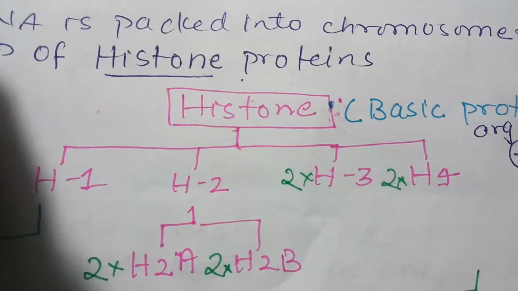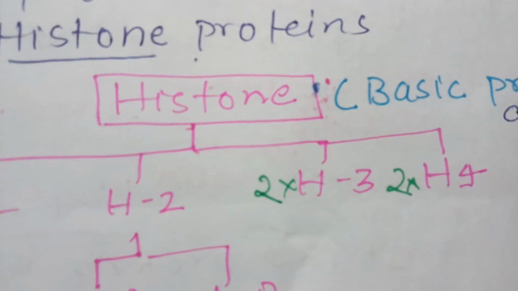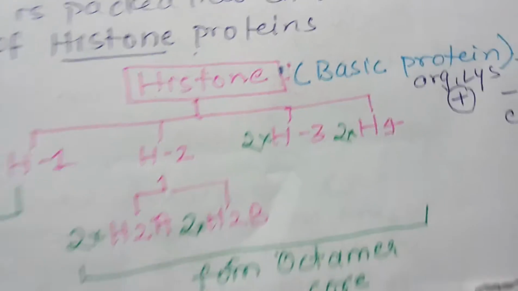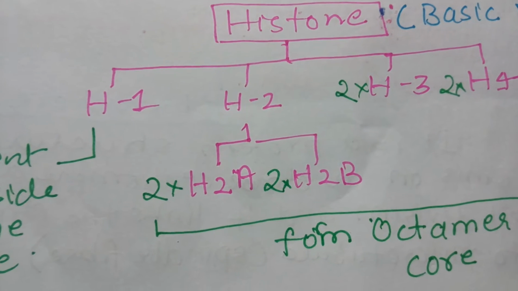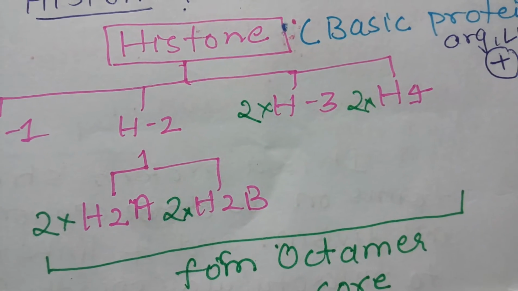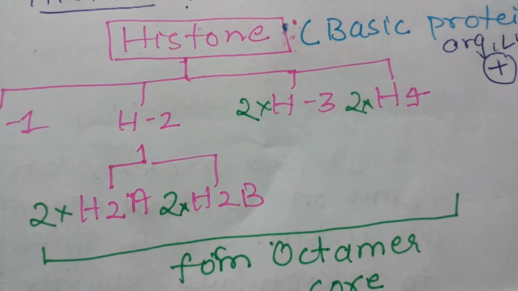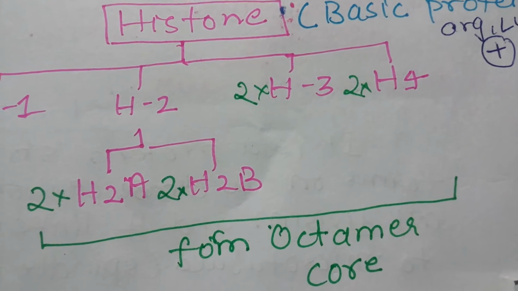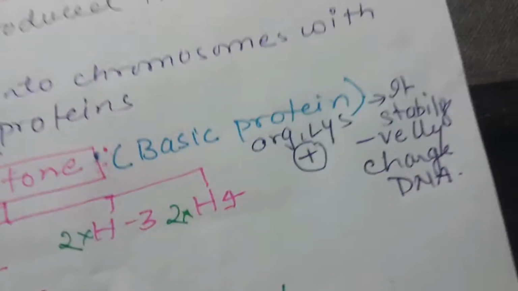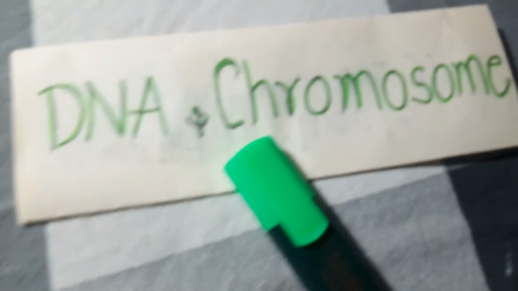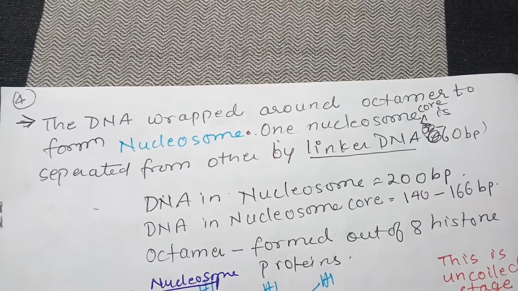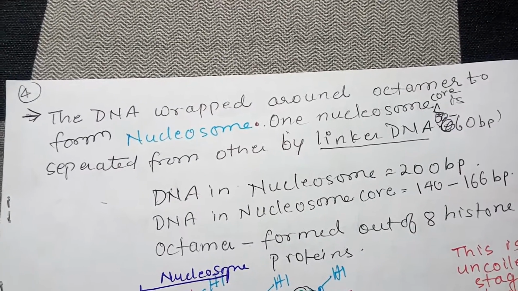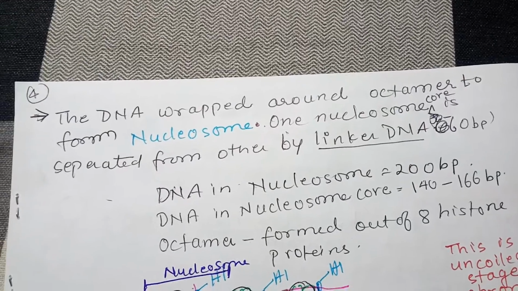Now if you look at H2, H3 and H4: 2 molecules of H3, 2 molecules of H4, and H2 is of 2 types, H2A and H2B, so 2 molecules of H2A and 2 molecules of H2B. Together there are 8 molecules, and they form the octamer core. Okay. So H1 is not part of the core. We will see how the structure is organized. So DNA is wrapped around the octamer of histones to form the nucleosome.